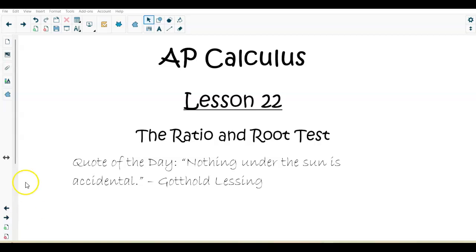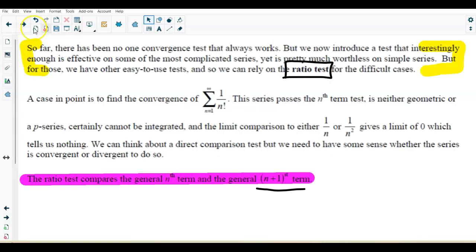All right, let's take a look at the ratio test in lesson 22. The ratio test is going to be used when we have difficult cases. If we have some easier problems, again, don't use this. Use an easier comparison test or p-series, geometric, all those.